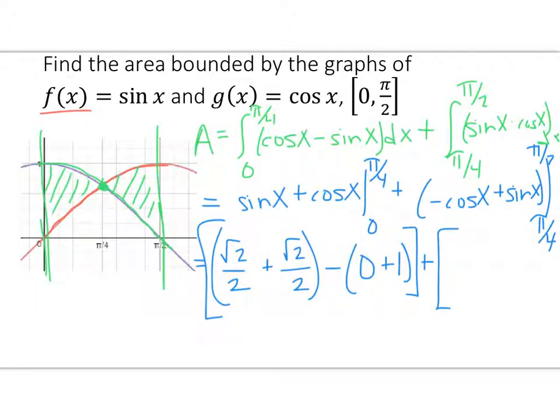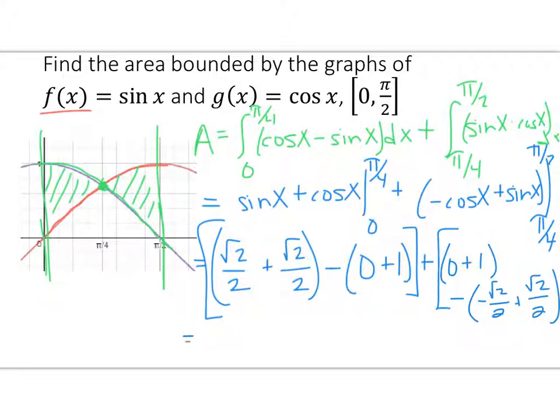So the cosine of pi over 2 is 0, negative 0 is still 0, plus the sine of pi over 2 is 1. And then I'm subtracting from that, running out of room, so I'm going to squeeze it below, the negative cosine of pi over 4. Cosine of pi over 4 is radical 2 over 2, so it's negative radical 2 over 2. And then the sine of pi over 4 is positive radical 2 over 2.